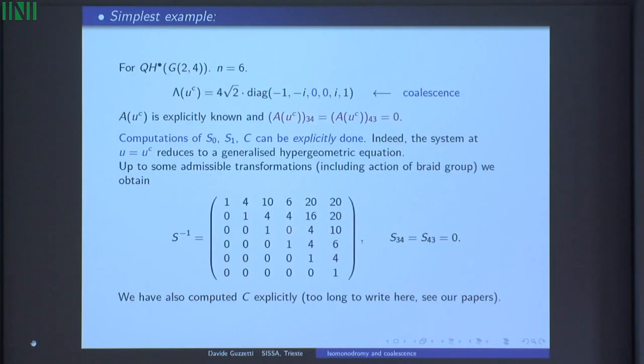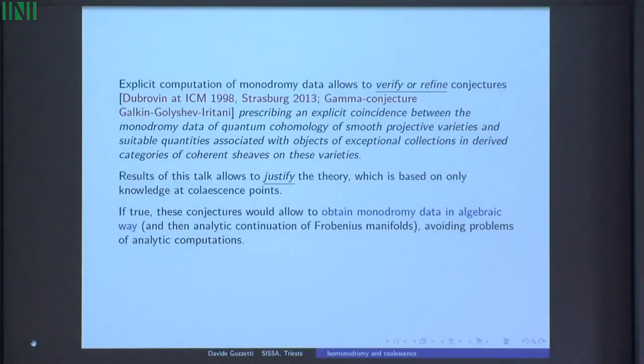So you may ask why this is important. One reason is, as I already explained before, that these data are just local. Then you can extend them using an action of the braid group. And so in principle, by a Riemann-Hilbert problem, you can reconstruct the structure of the whole manifold. So you start from one point, you know the monodromy data, and then you can do the analytic continuation of the Frobenius manifold. We used this result in order to verify and refine some conjectures.